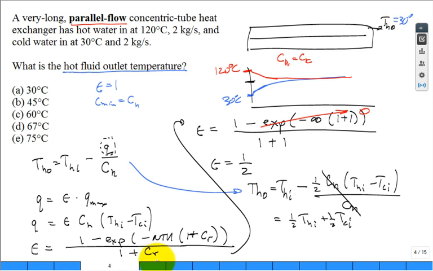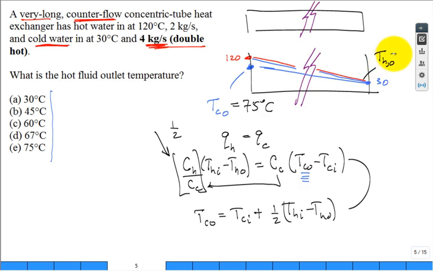Hold on, what slide did I jump to? I didn't get to the right slide. The hot gets out to 30 degrees C. Right?